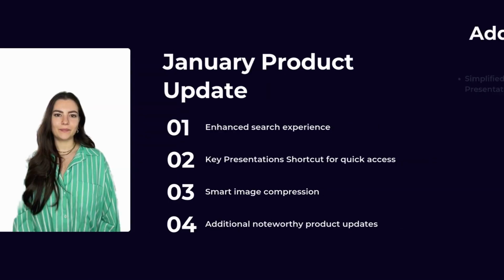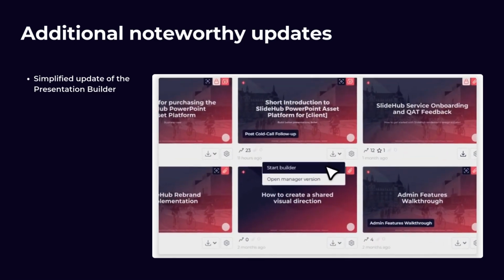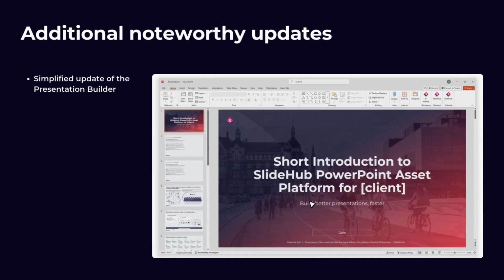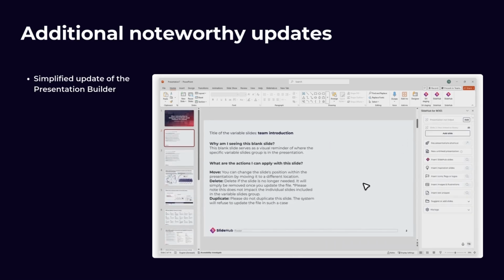Let's take a look. With this update, when managers download presentation builders in the manager version, variable slide groups will be replaced by placeholder slides. You can easily identify which variable slide group is linked to each placeholder slide by checking the slide group name displayed at the top of the slide. To move or delete the variable slide group, simply make the changes to the placeholder slide. Once you're done, update the entire presentation to save your changes.